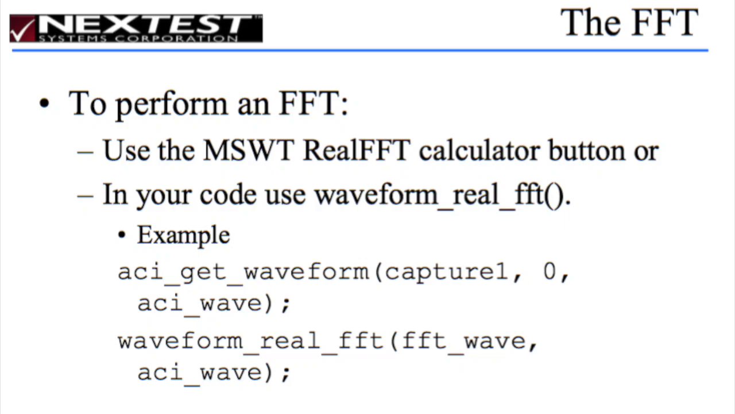So it gets the waveform out of the ACI and puts it into a waveform. And then waveform real FFT, FFT wave, ACI wave. So ACI wave is the input wave, FFT wave is the output wave. And that's all you've got to do. Now in other testers I've used, you have to tell it how many samples you've got. But this thing looks at the samples you have and figures it out.